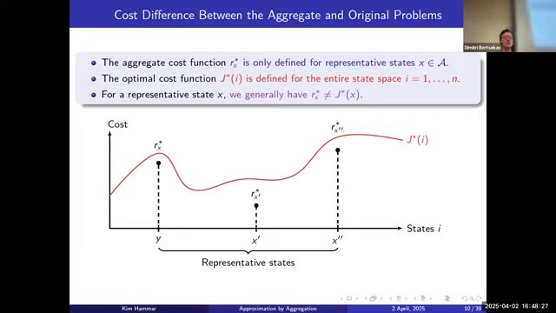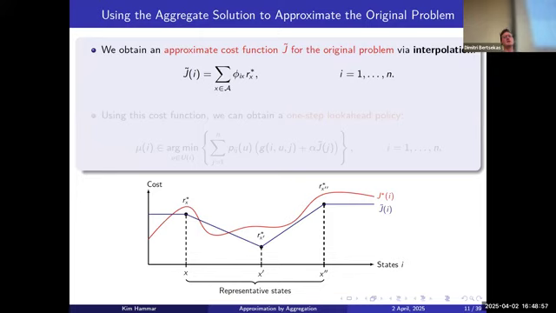So this means that if we want to approximate J star, we will need to do some kind of interpolation in order to determine what the cost is going to be for a state that is not representative, J. And we can interpolate that from the cost of the representative states. And we do that interpolation by utilizing the aggregation probabilities that we just defined. So more specifically, we can define an approximate cost function J tilde for the original problem using this interpolation formula here, where we simply weigh the aggregate cost by the aggregate probabilities.